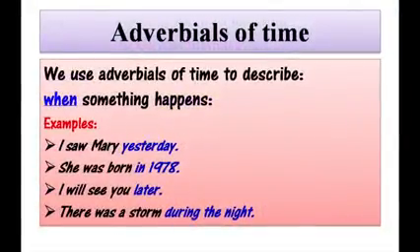The next type is adverbials of time. Adverbials of time are used to describe when something happens, that is, when the action took place. If you see the examples, I saw Mary yesterday. So when did you see Mary? You saw Mary yesterday. She was born in 1978. So when was she born? She was born in 1978. So here the adverbial of time describes when the action took place.